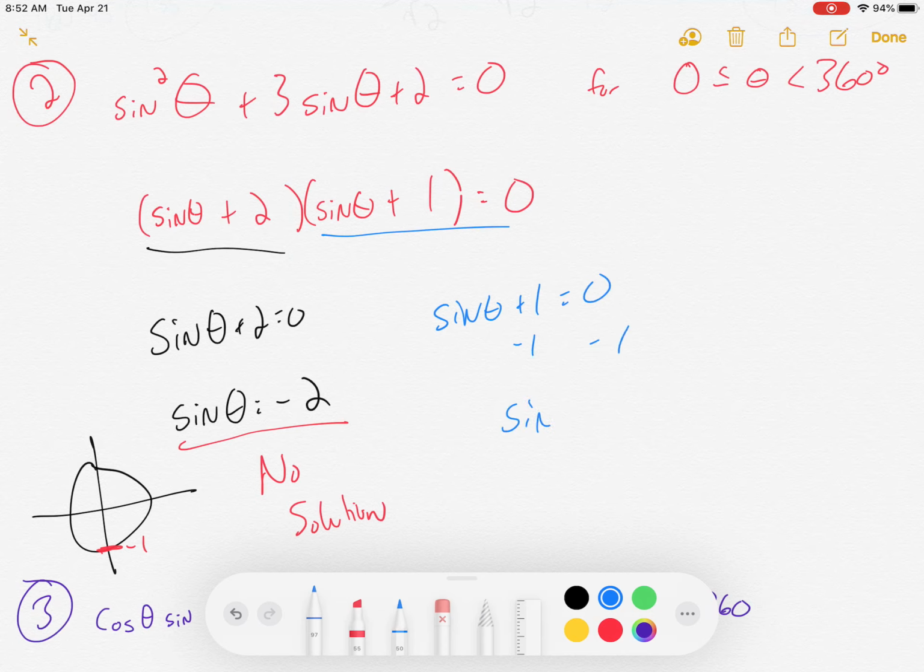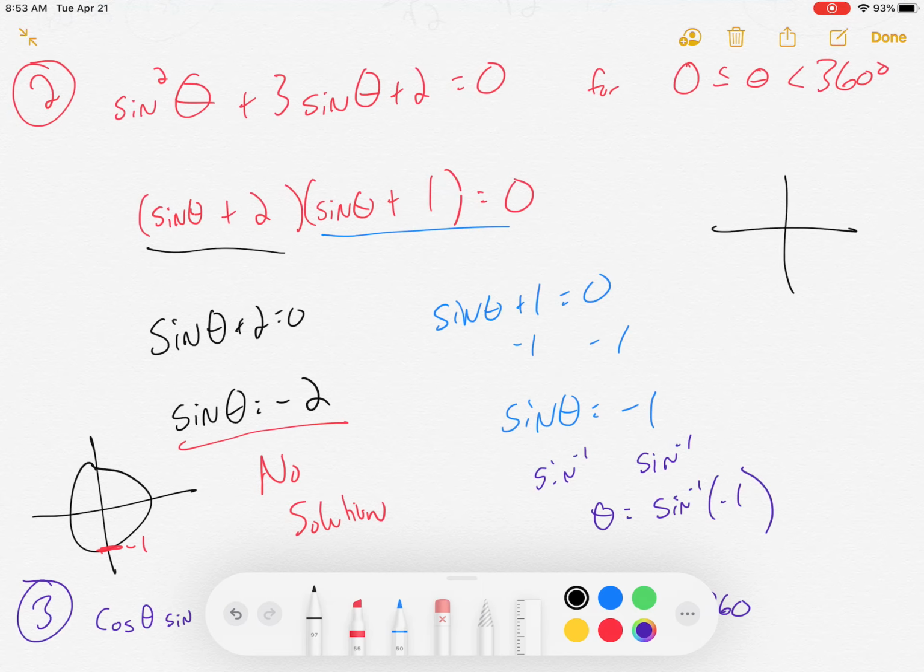Okay, let's do the same thing for the blue one. Sine of theta plus 1 equals 0, minus 1 minus 1. Sine of theta equals negative 1. Two ways to do this. You can use your calculator. Remember, to get theta by itself, we take the inverse sine. So theta equals the inverse sine of negative 1. So what is the inverse sine of negative 1? We get negative 90 on this calculator.